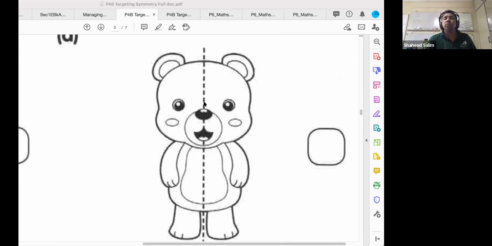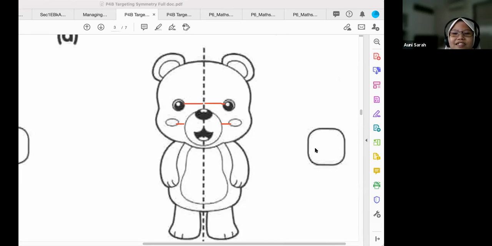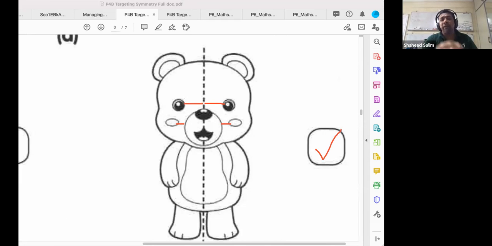So how to check whether it's symmetrical or not? You can use your ruler. You measure the distance here, you measure the distance here. Oh, this one is about the same. Measure the distance here. Oh, it's the same. So this is symmetrical. And if it's a real animal, it cannot be, because Allah did not create it that way.